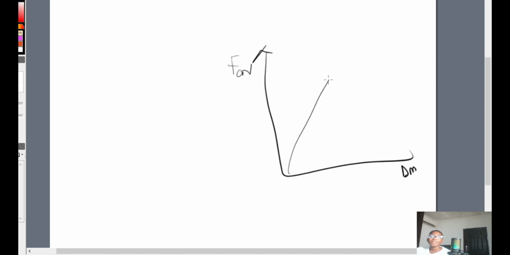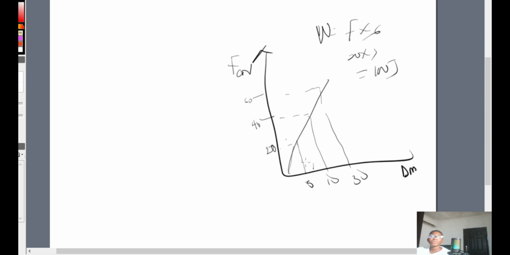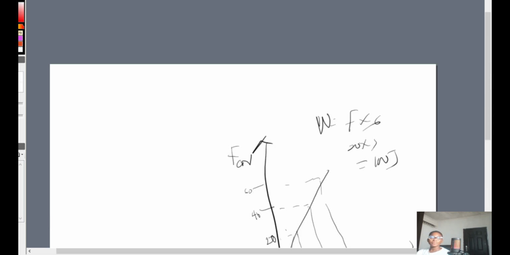So we have something like this: at 20 Newton, the distance covered was 5. At 30, the distance covered was 10. At 60, the distance covered was 30. So if you want to know the work done at this point, it's just 20 multiplied by 5. You know, work done is force times distance. So 20 multiplied by 5 will give us 100 joules, and that's the work done from here to here. So that's what we are trying to say in that statement.